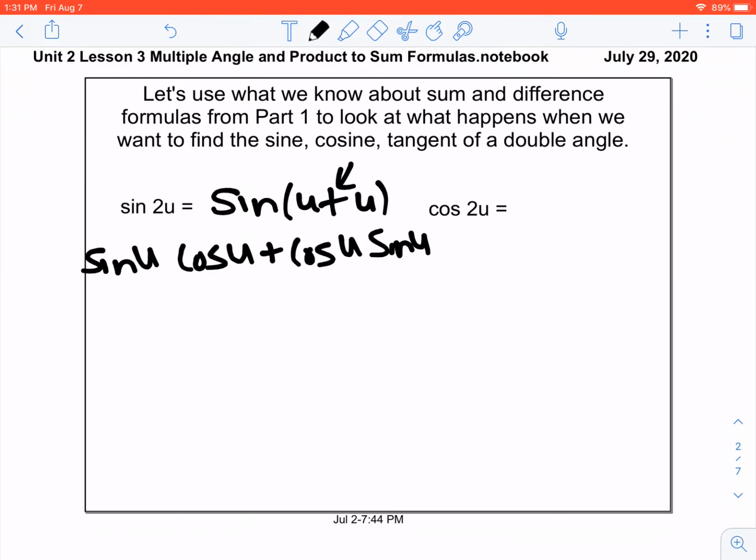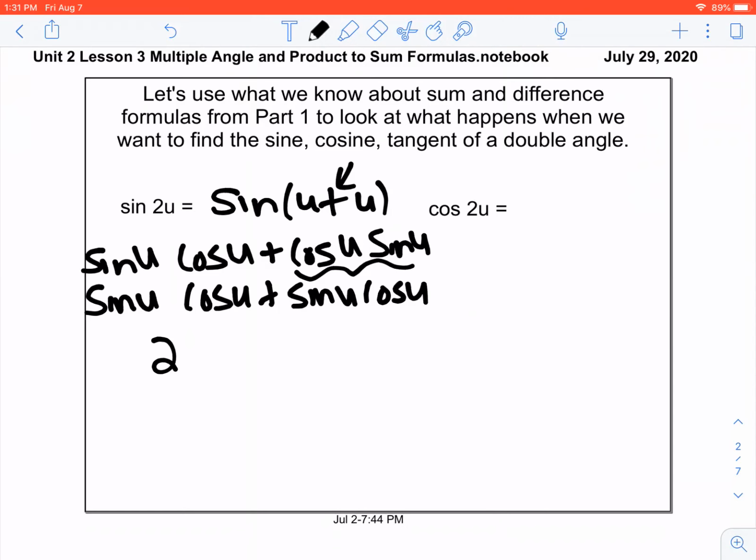And I'm going to write this out, but as a reminder, multiplication is commutative, so I can rewrite this term as the sine of u cosine u. And what we have left is 2 sine u cosine u. And if you're wondering, okay, that's fabulous, why is this important? Why do we need to know this?